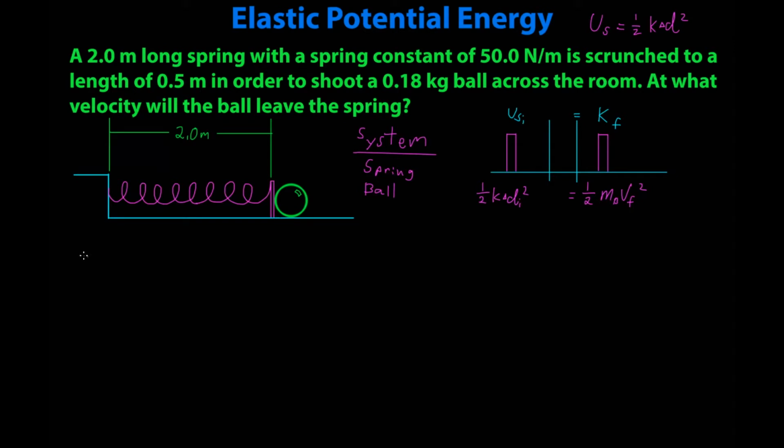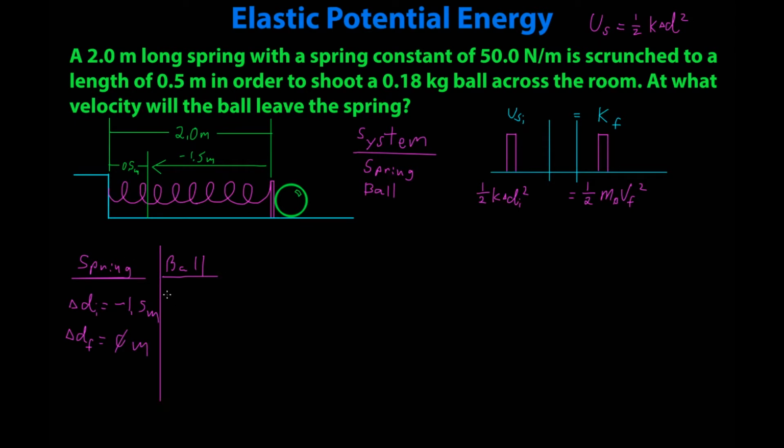Now to list my givens, I'm going to listen for the spring and the ball. Displacement initial for the spring. Now the displacement of the spring, since it is being brought back to 0.5 meters, is going to be 1.5 meters, technically negative 1.5 meters. Displacement final for the spring will be 0 meters because it will be back to its original length. For the ball, we have a mass of 0.18 kilograms. VI equals 0 meters per second, and VF is our unknown.